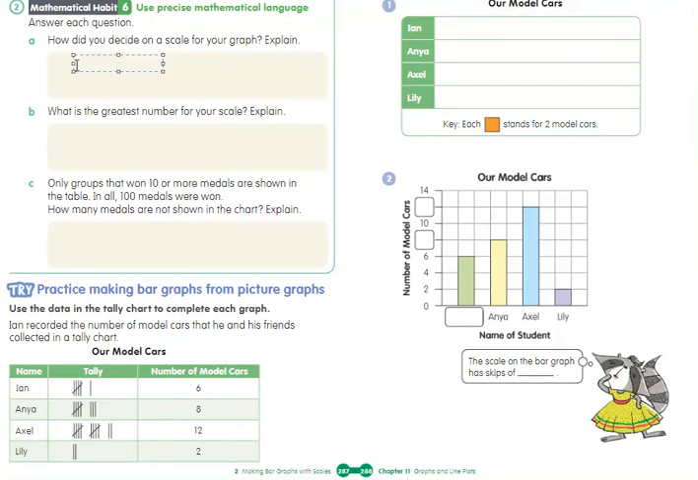Let's see. First, I looked at the highest value I had on my data.